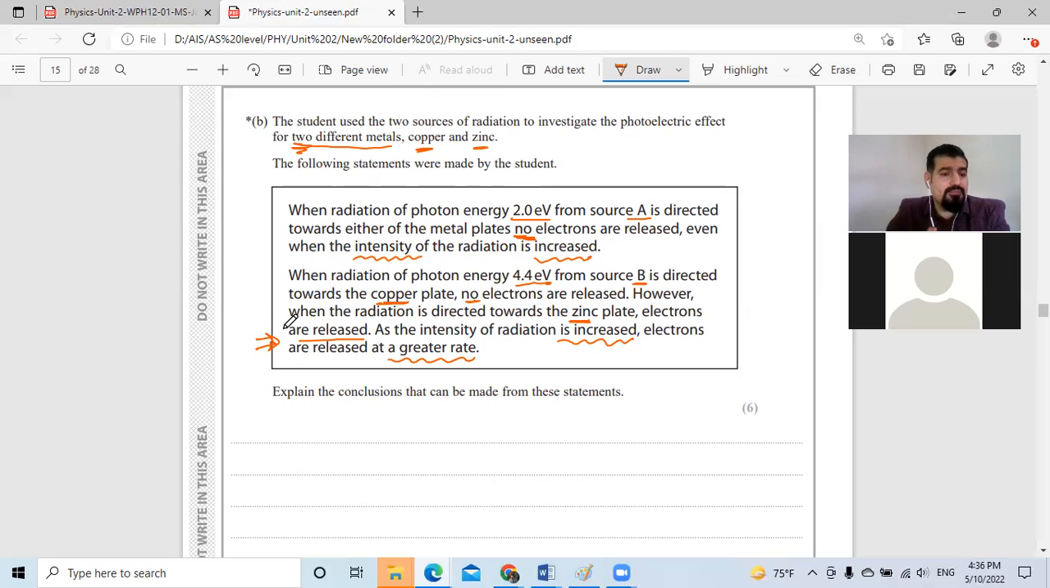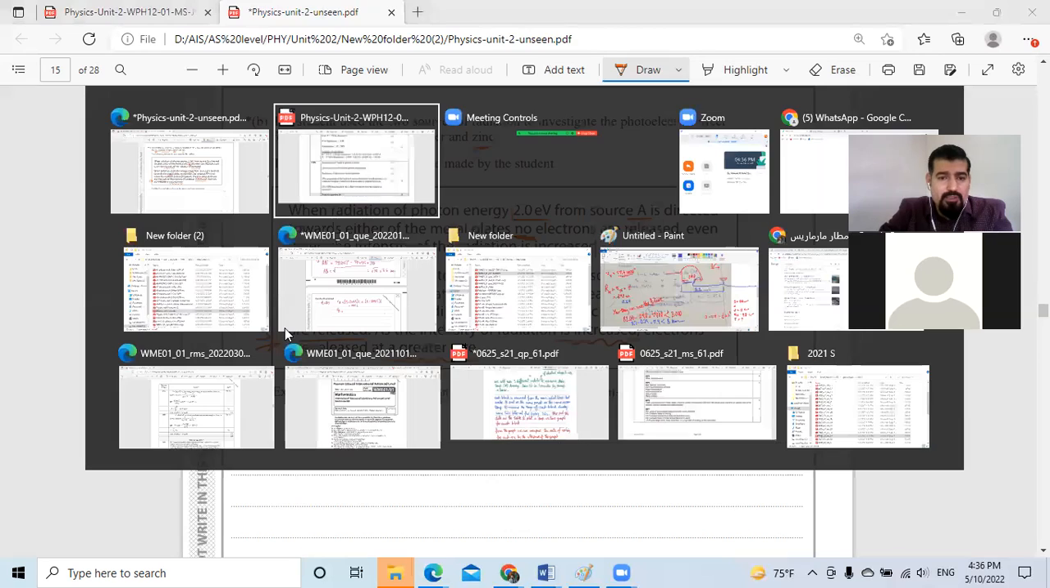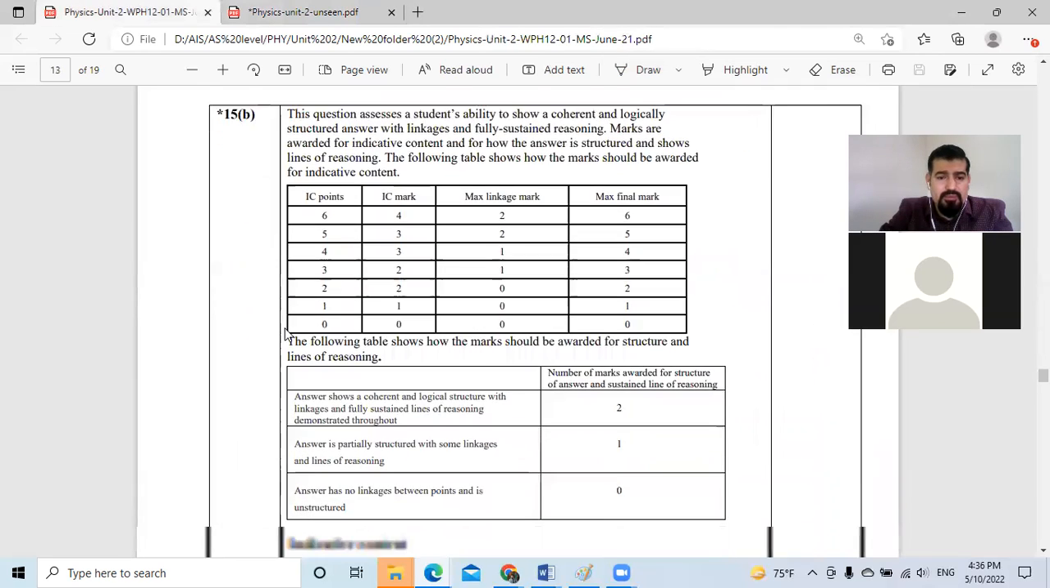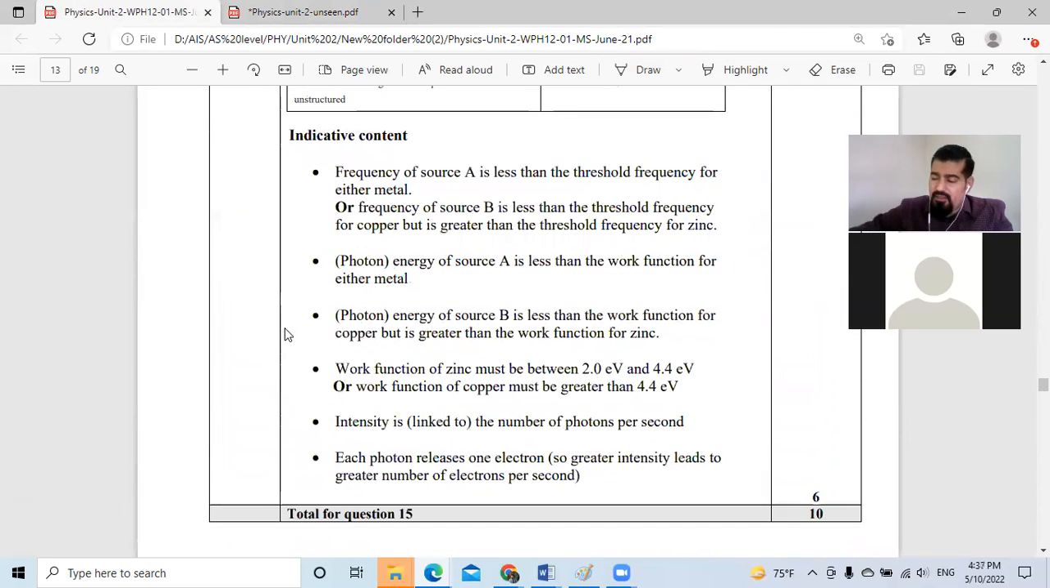With one electron. One of the answers, Ammar said, copper has a higher threshold frequency than zinc. You can say that, or the energy of each photon, each one photon emits 1 electron. Yes, thank you. Okay, let's go to the mark scheme and check what are the main ideas that we have to tell them here. As you can see here, what they mentioned.